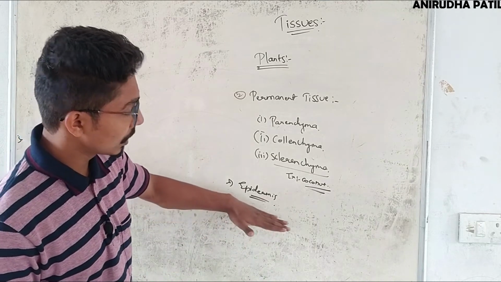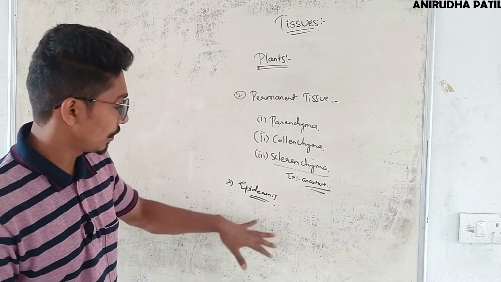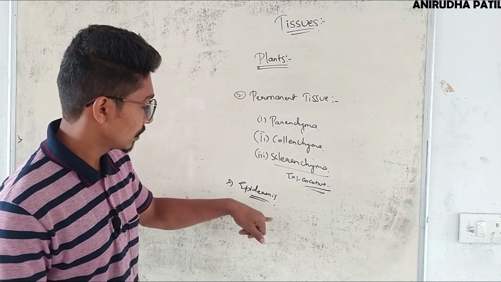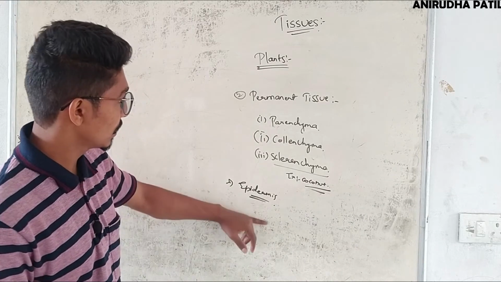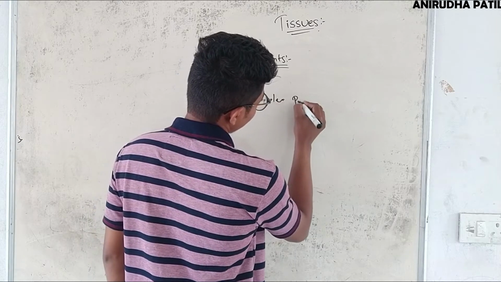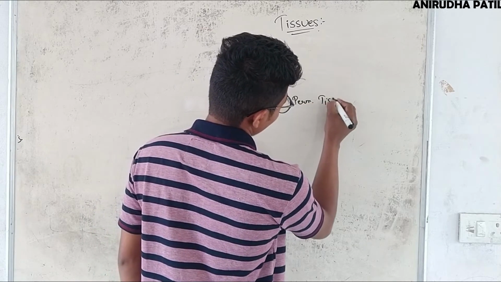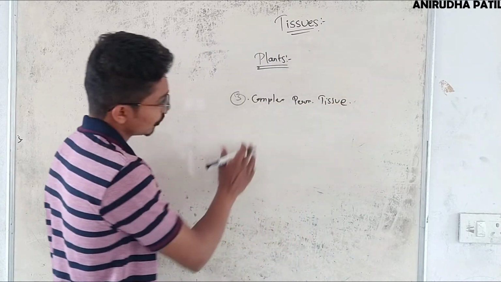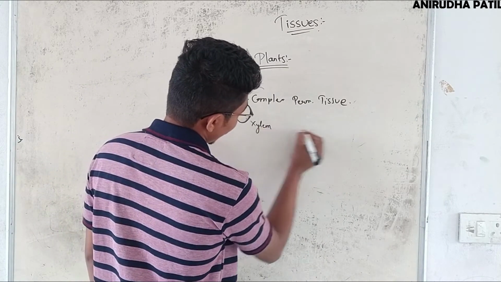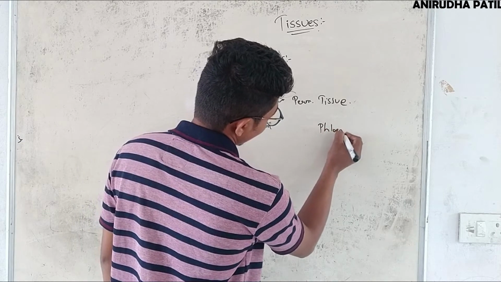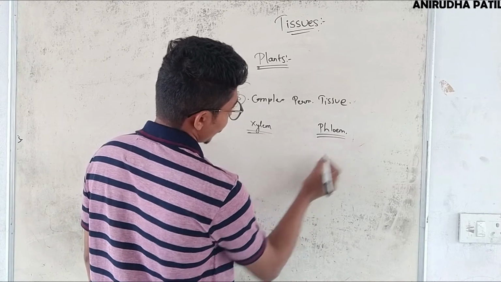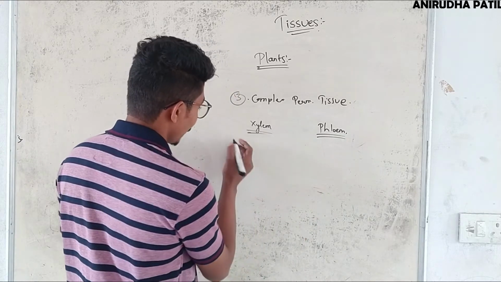So they control the intake and outtake of all the gases, oxygen and carbon dioxide. So that's all about epidermis. Third one is complex permanent tissue. Majorly, in complex permanent tissue we have xylem and phloem. In xylem we have 4 types, and in phloem we have 4 types.